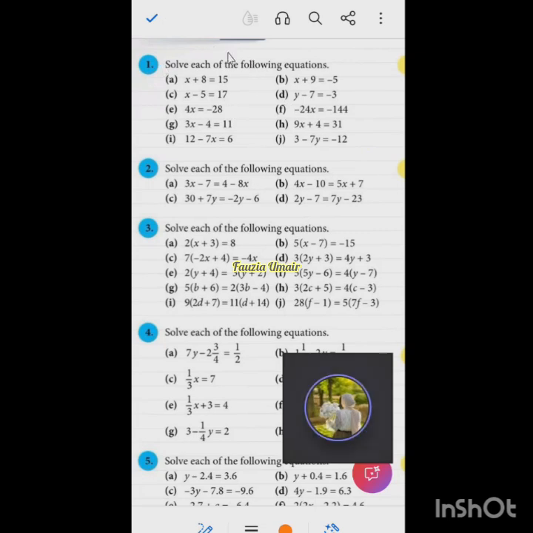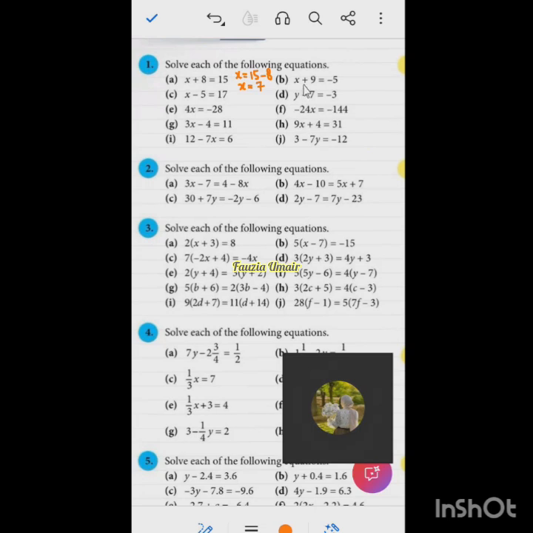There is no bracket, so we can take integers on one side and variables on one side. The variable is already on the correct side. So we will shift this plus 8 to the other side of the equation, and it will be 15 minus 8, right? And x would be 15 minus 8, which is 7.